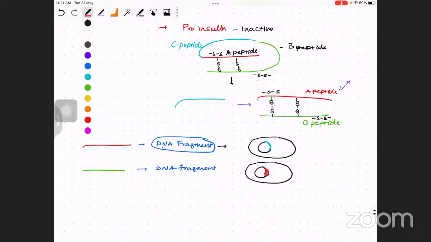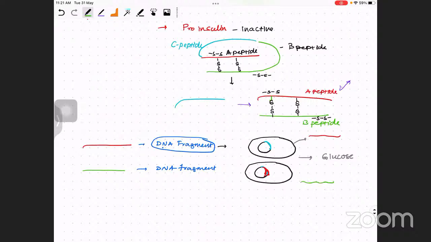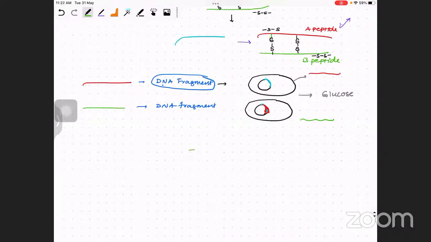Now, when the DNA is placed in glucose solution, they start producing the A peptide chain, and they start expressing the B peptide chain. Then we extract both the A peptide and B peptide chains from the bacterial culture, and we develop disulfide bonds. So this will be called insulin, which is artificially synthesized.